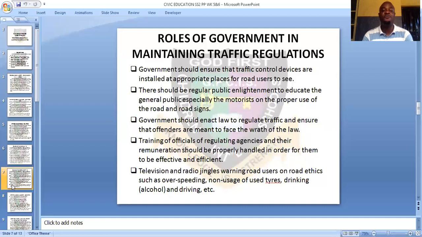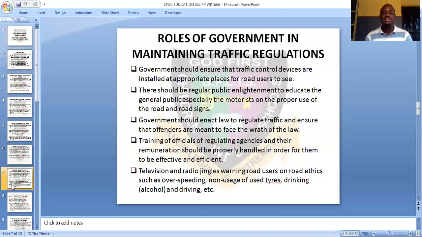Another point there is training of officials of regulating agencies, and their remuneration should be properly handled in order for them to be effective and efficient. That is, there should be training and retraining of officials, that is the regulating agencies, so that they can keep on improving on their job. And aside from that, the remuneration, that is their salary, should be paid promptly, so that the officials will be effective and efficient. You know that in any job one is doing, when such a person receives his or her salary as at when due, and other payments also, such a person will be ready to work, will be agile to his or her work, and be very effective.